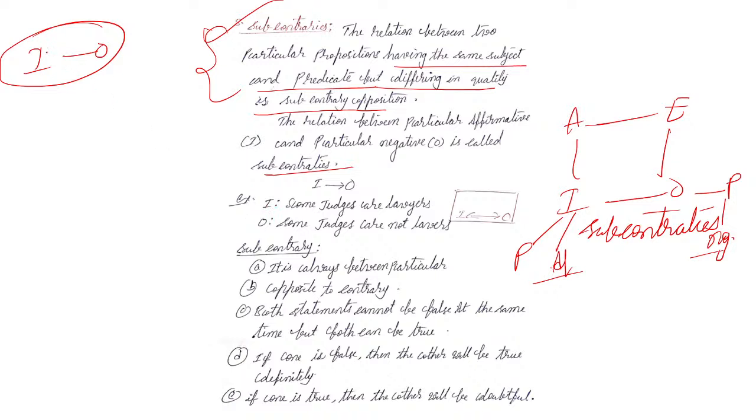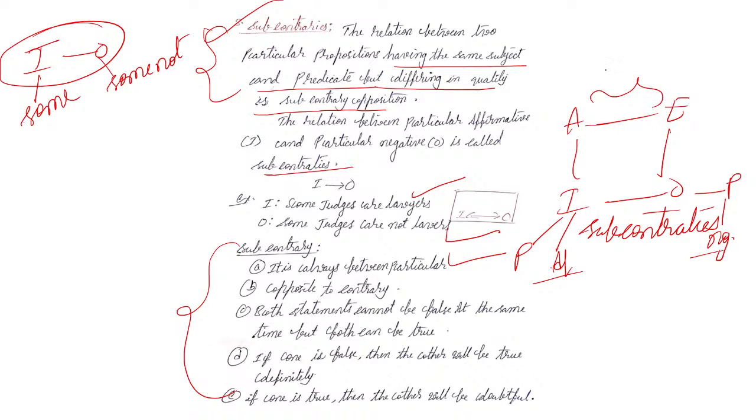What is the example? In an I statement, 'some' will come. In an O type statement, 'some not' will come. 'Some judges are lawyers' is the example of an I statement. 'Some judges are not lawyers' is the example of an O type statement. We have to follow these conditions in the subcontrary. Please see, it is always between particular propositions, whereas in contrary it is always between universal ones. Subcontrary is just opposite to contrary.